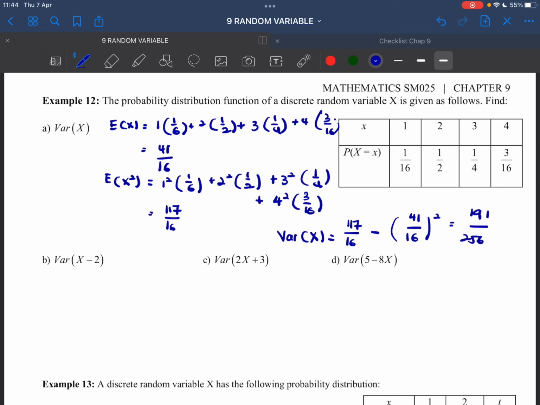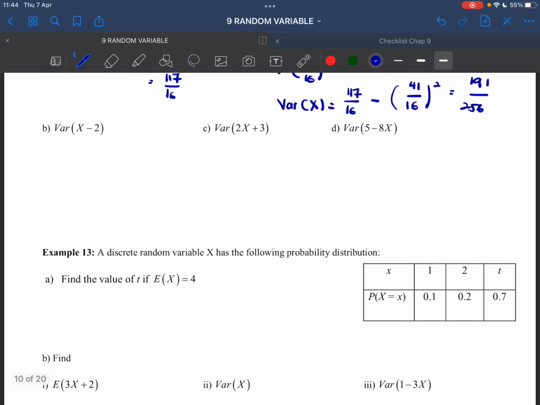Okay, now we are going to use the properties of variance. So second question, Var(X minus 2). By using the properties, if you don't remember the properties, you can always just do it like this: Var(X) minus Var(2). You know that the variance of a constant will be 0, so this one will be 0. So we straight away just have 191 over 256.